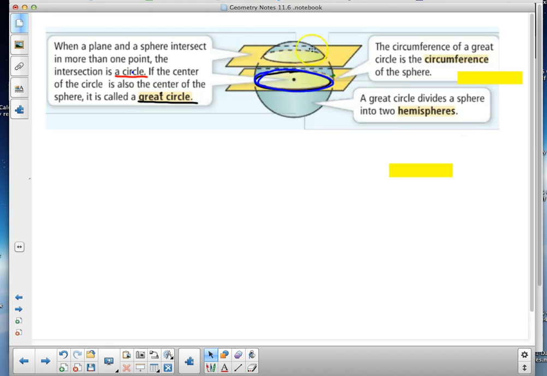Here, if I have a cross-section of a plane and a sphere coming in contact, its cross-section is a circle as well. Now, the circumference of a great circle is the circumference of the sphere itself. So keep that in mind. Great circle and circumference of the sphere have the same distance around. And then a great circle divides the sphere into two hemispheres. So there I have the northern and southern hemispheres, so to speak, as we talk about. But the great circle does the division of the hemispheres.